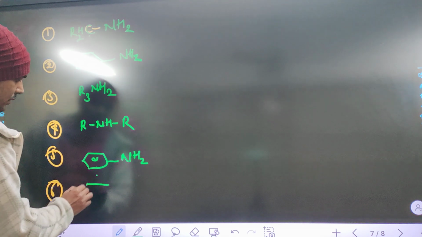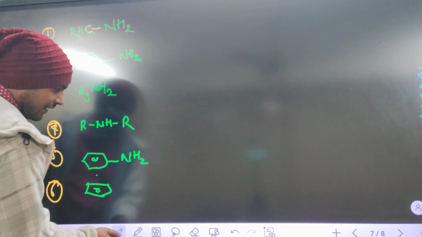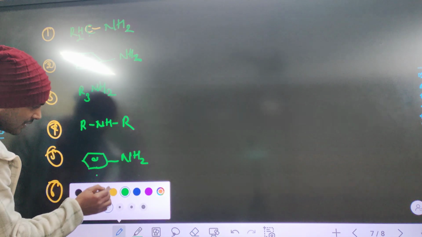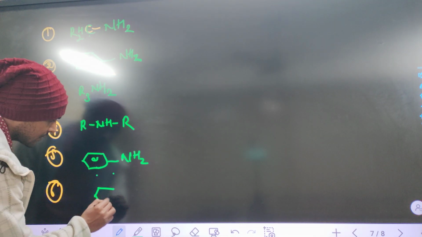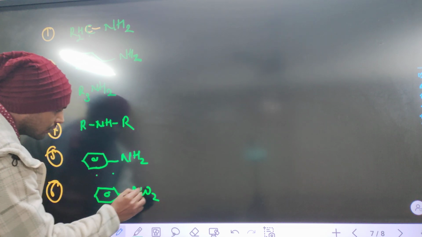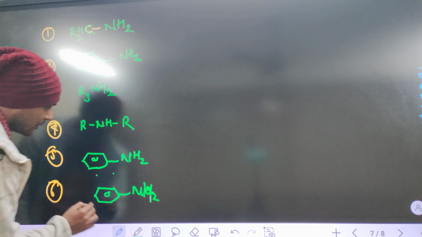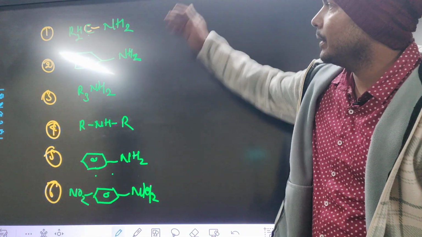We will end this. This is benzene. I'm making a benzene. This is the NR2 group. So the question is here: how many amines can be prepared by the Gabriel phthalimide synthesis?